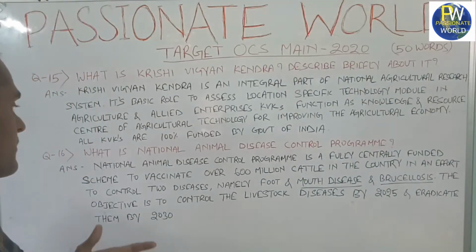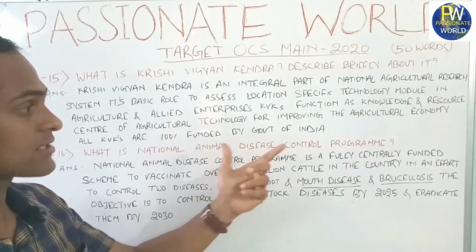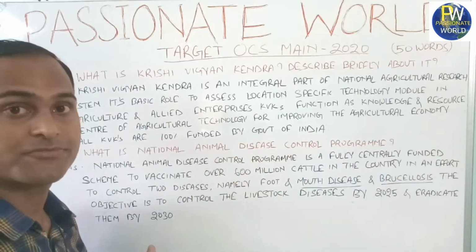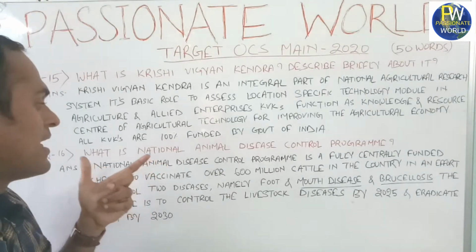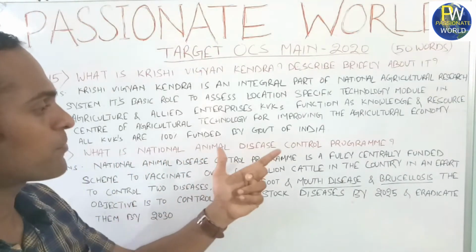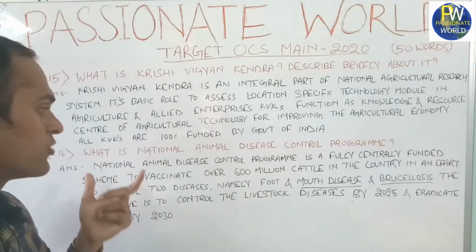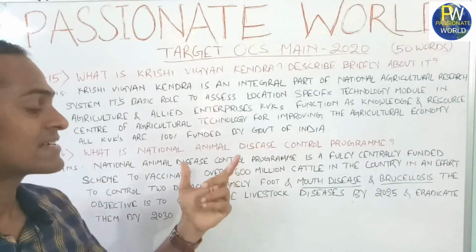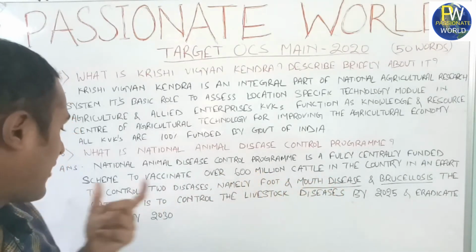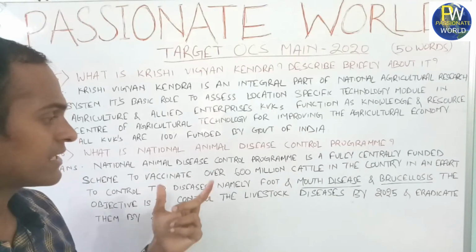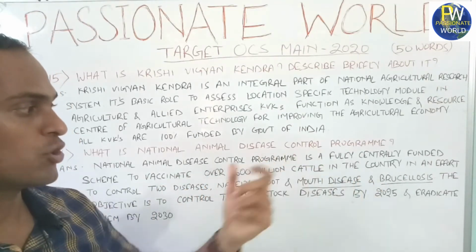Now moving to another important question. What is the National Animal Disease Control Program? It is very, very important. National Animal Disease Control Program. The National Animal Disease Control Program is a fully centrally funded scheme to vaccinate over 600 million cattle in the country in an effort to control two diseases, namely foot and mouth disease and brucellosis.